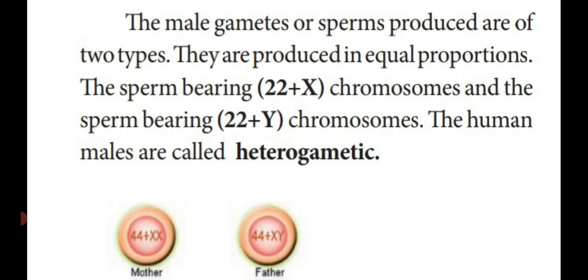Homogametic means it is present in the female, 22 pair with the XX chromosome. Heterogametic means the sperm is paired with 22 chromosomes plus X, and again the sperm bearing 22 plus Y chromosome. So 2 different chromosomes are pairing with the body chromosomes. That condition is known as heterogametic in males.